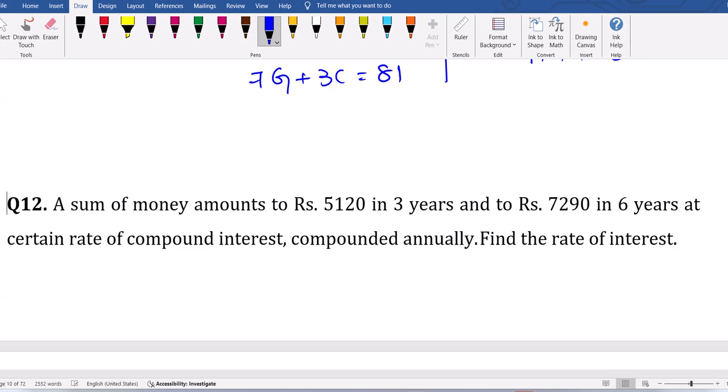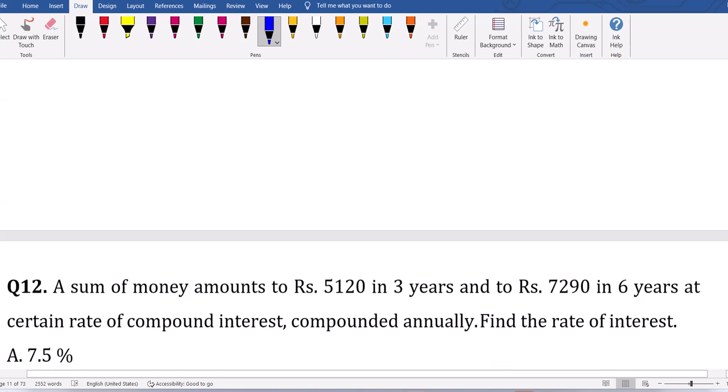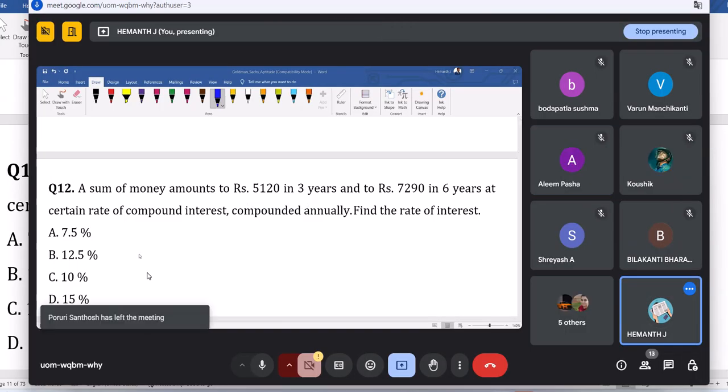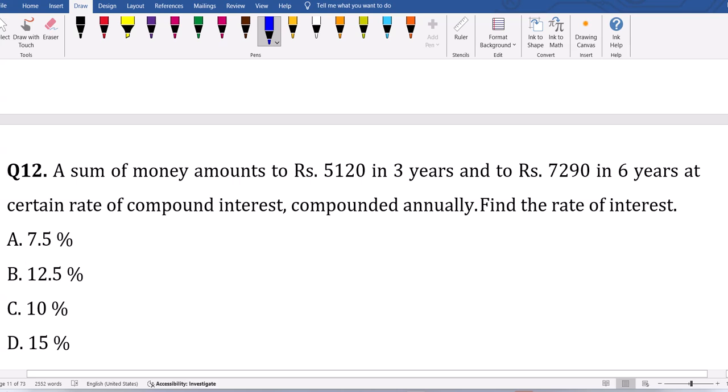Simple interest and compound interest related question. Compound interest here. In 3 years, you are getting 5,120. In 6 years, 7,290.